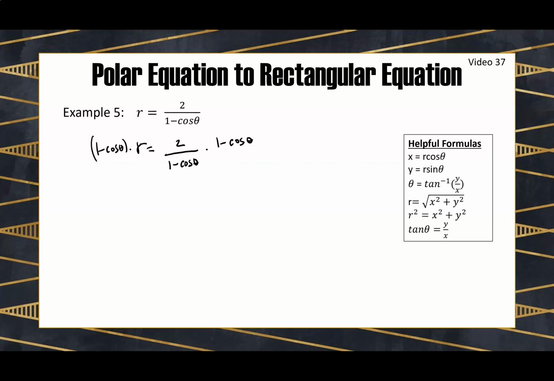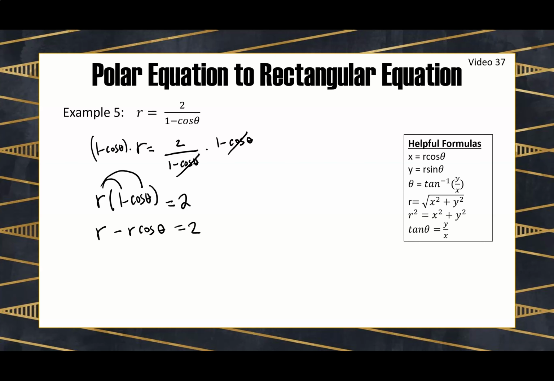My r is looking funky. Well, obviously this cancels here, so I'm left with just a 2 on this side. And then here, I'm going to throw that r on the other side, r times 1 minus cosine theta. You probably have an idea of what we do next, but it's your favorite thing to do. It's the distributive property. So that's going to give me r minus r cosine theta equals 2.